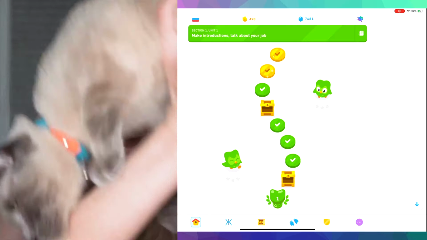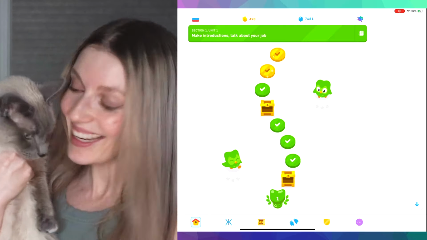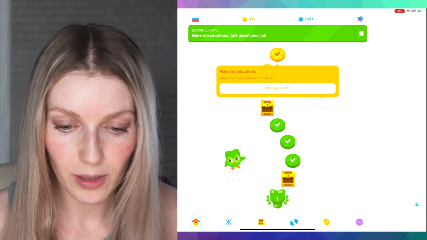And my cat is all over my keyboard. Say hi to everybody!